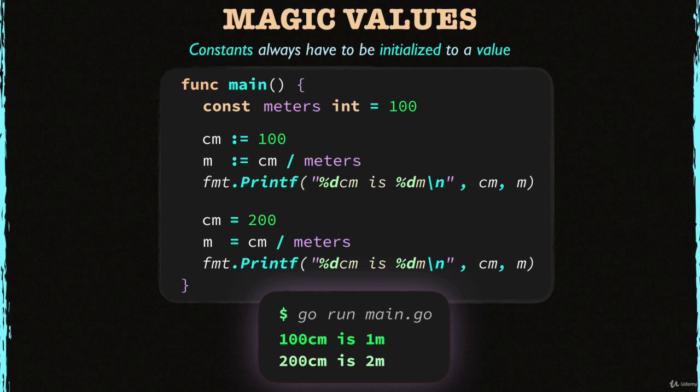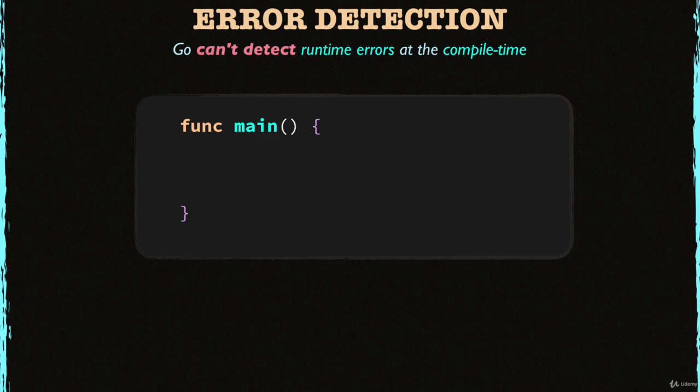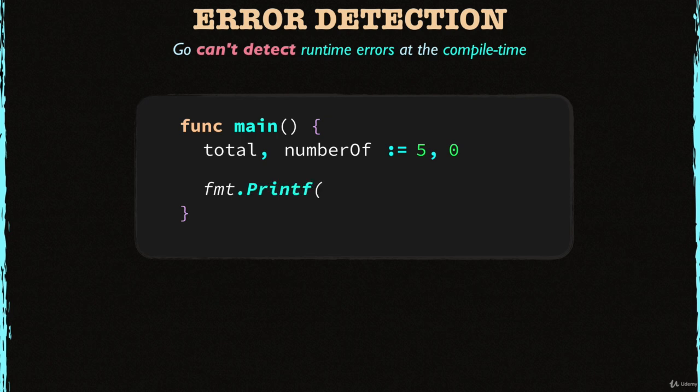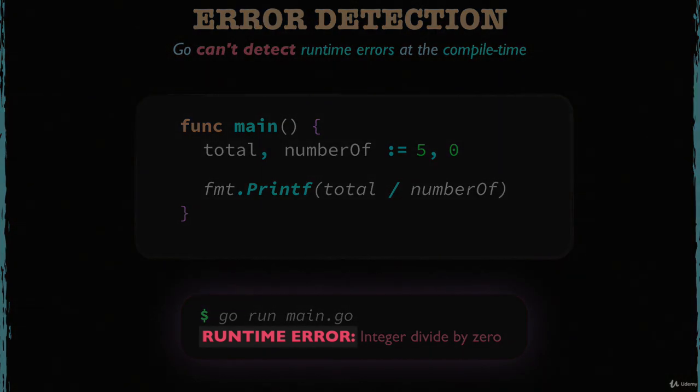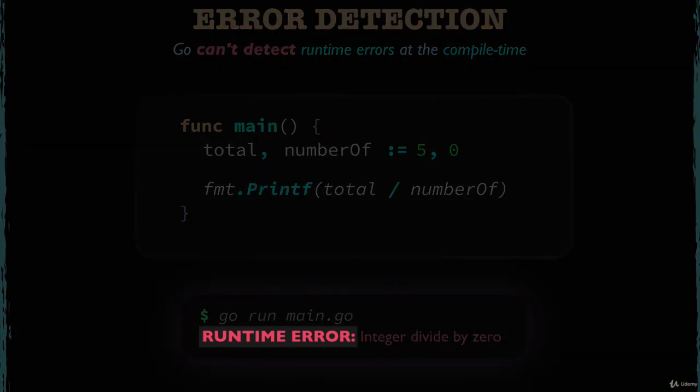Let me show you another benefit of using constants. Let's say that you want to calculate the average of some numbers. I'm going to declare two variables like this. Total is the sum of the numbers, and the number of represents how many numbers you have. Now I'm going to calculate the average by dividing the total with the number of variable. This finds the average of the numbers. Alright, let's run it. As you can see, there is a runtime error. This is because dividing a number with 0 is an error. The thing here is that Go can't detect this error at the compile time. It's because this error only happens when your program is running, in runtime.